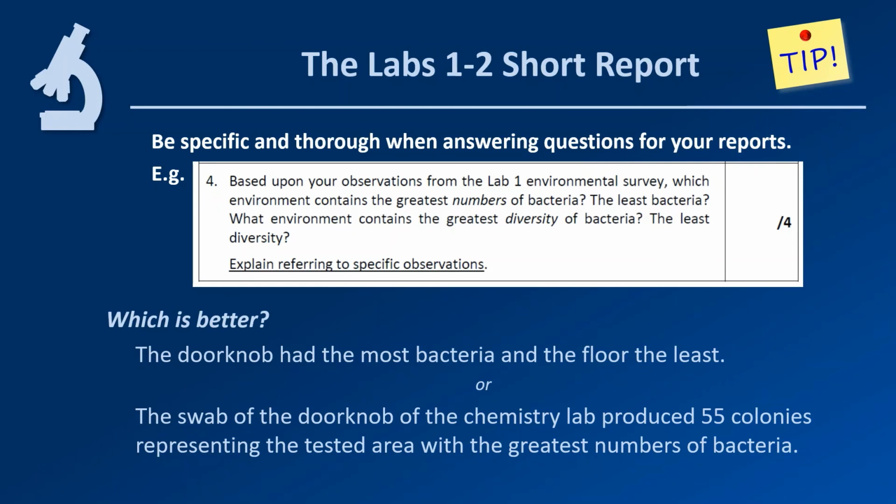The first one doesn't tell me that much. It certainly tells me that you had more bacteria on the doorknob, more than the floor, but how many more? Was it 100 more, 1,000 more, 2 more? It's not specific enough. So make sure that you are specific, and you can see that's one way to do it. Obviously, this doesn't answer everything. It doesn't answer the diversity, and it doesn't answer the least. This is 4 marks, so you might need 4 sentences to answer this question fully.